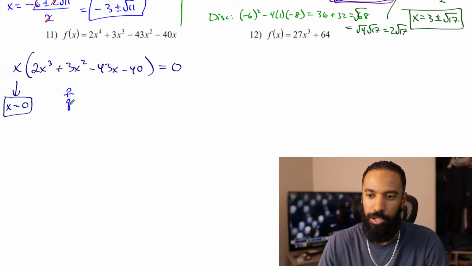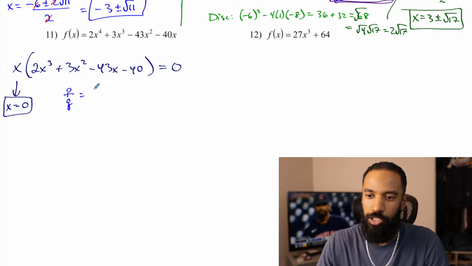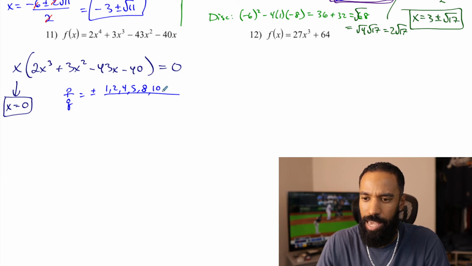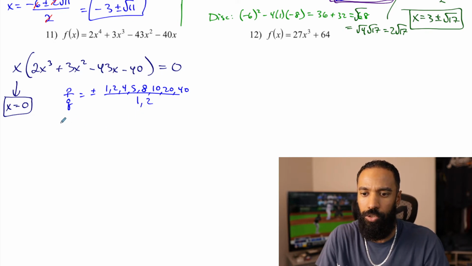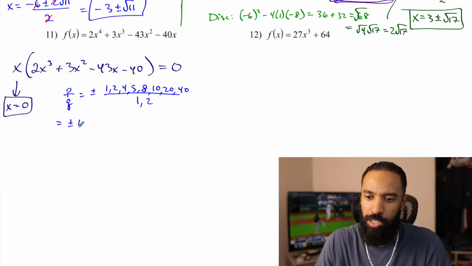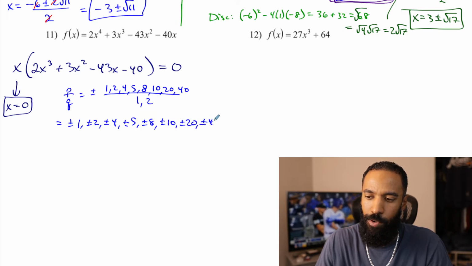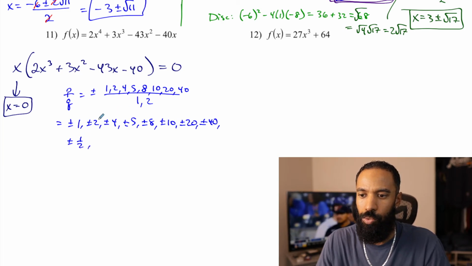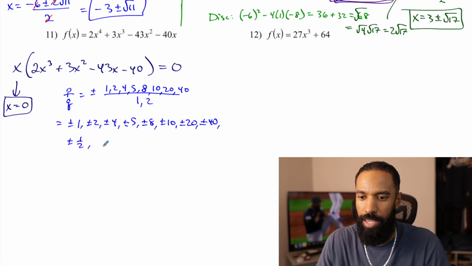List some p's over q's, and we get plus or minus all factors of 40: 1, 2, 4, 5, 8, 10, 20, and 40, all divided by factors of 2, 1 and 2, which is plus or minus those 1, 2, 4, 5, 8, 10, 20, 40, and then divide those numbers by 2, you get 1/2. 2 over 2 is 1, we already have that. 4 over 2 is 2, we already have that.